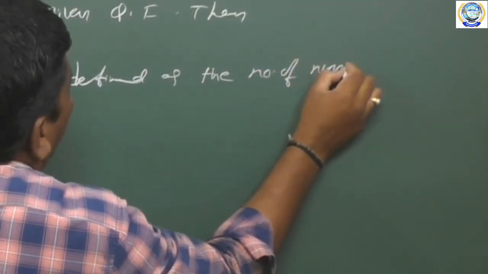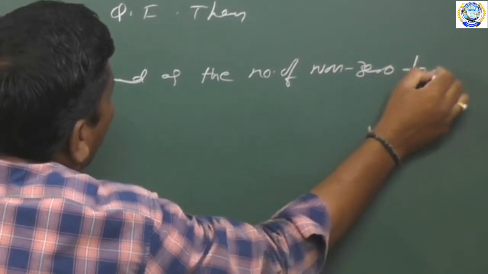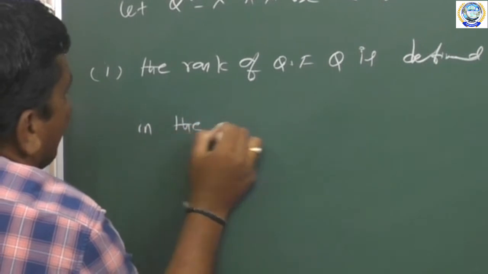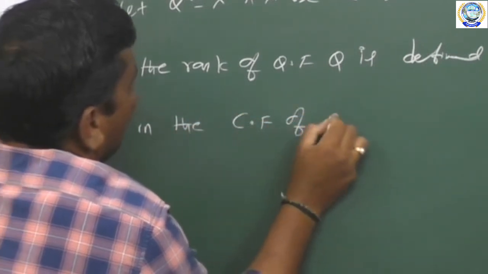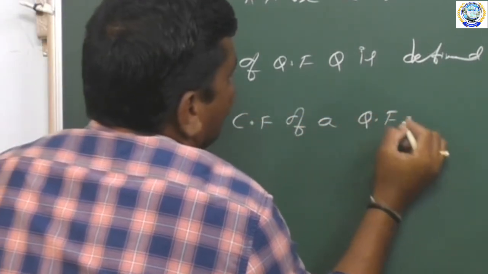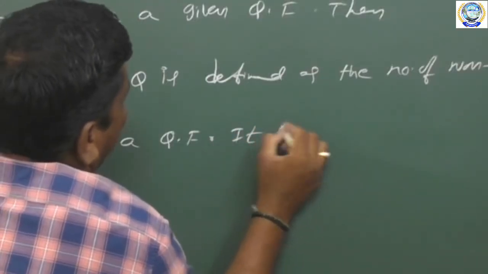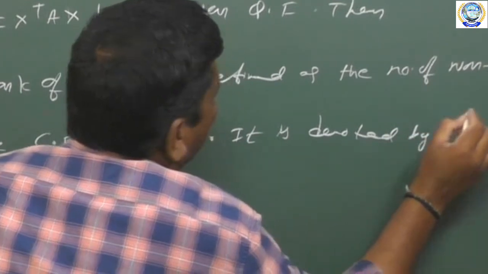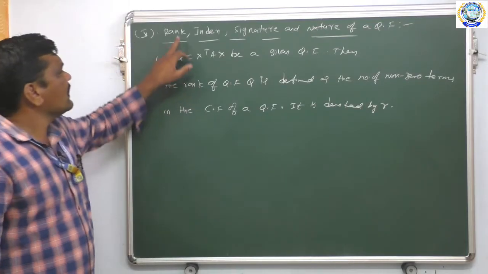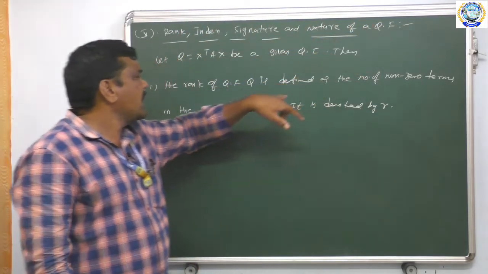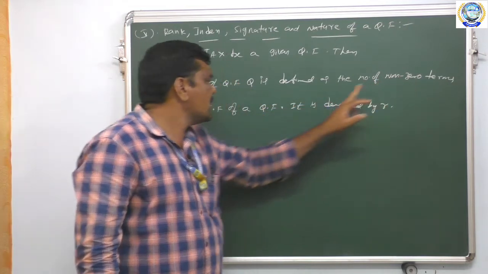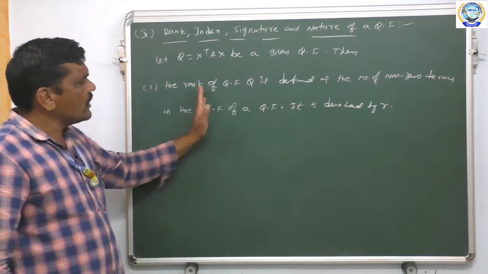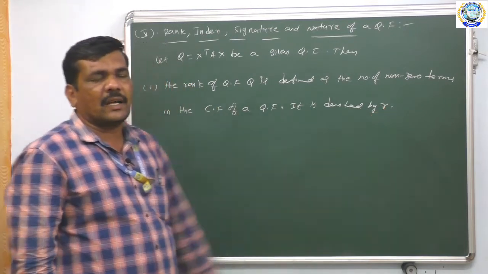the number of non-zero terms in the canonical form of a quadratic form. It is denoted by small r. First one, the rank of a quadratic form is defined as the number of non-zero terms in the canonical form of a quadratic form, and the rank of a quadratic form is denoted by small r.